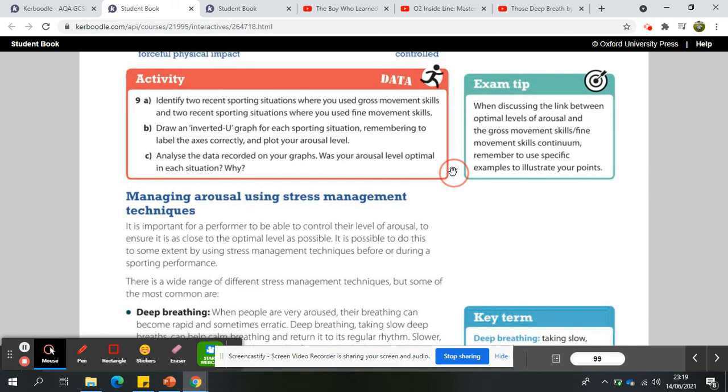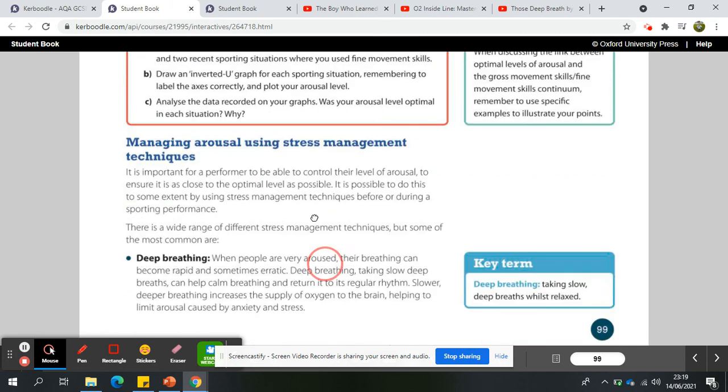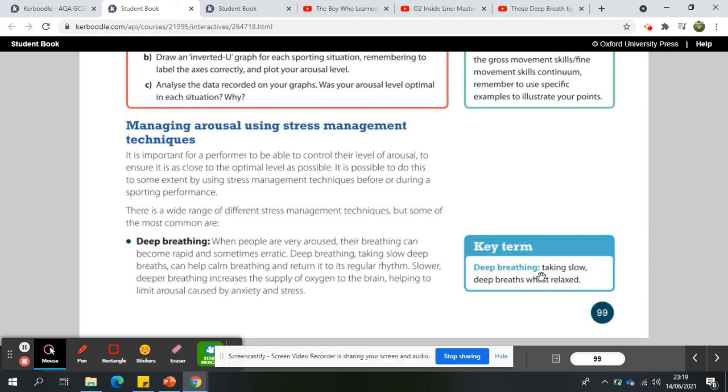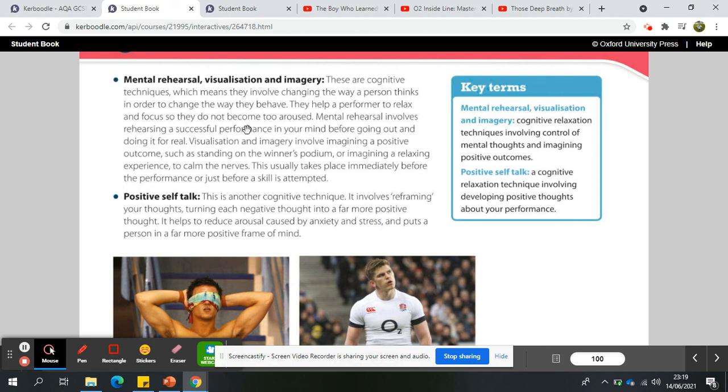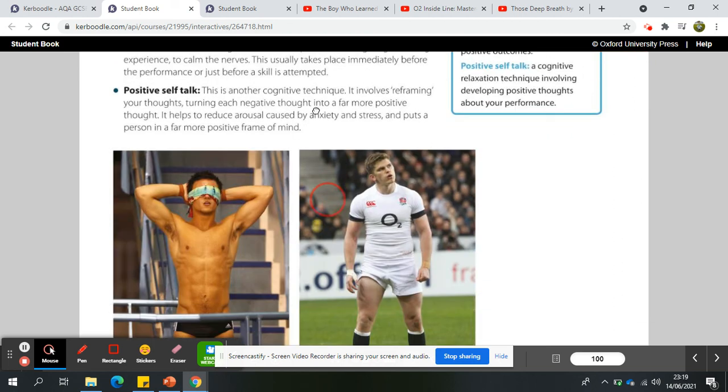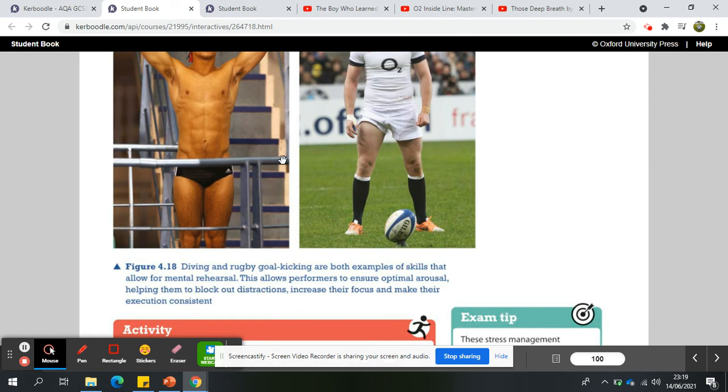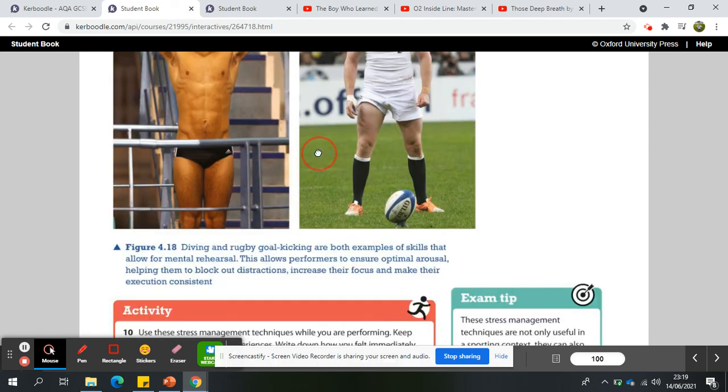After you've done that, you're then going to put a title, which is Managing Arousal Using Stress Management Techniques. I want you to go through those as well, as we've gone through them today. Deep breathing, make sure you write down that key term. It's going on to page 100. Mental rehearsal, visualization and imagery, and positive self-talk. I want you to write down those key terms and make sure you've got that information. There are some pictures in the books as well.